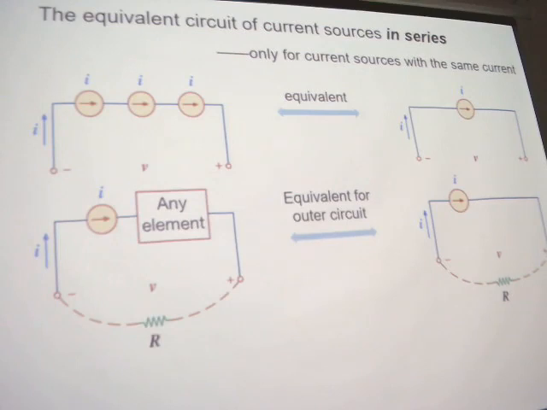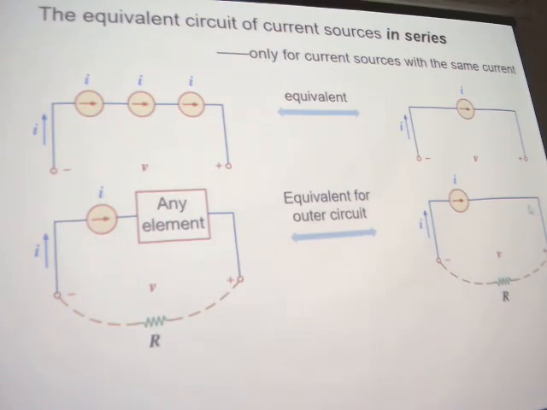And those 3 should be the same value, I. Okay. And the next one is this. If we connect any element with the current source, and here we can see if we connect a resistance on this port, it's equivalent to this one.